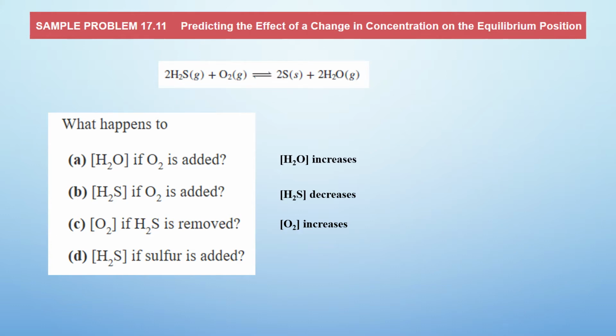For the last one, it asks what happens to the hydrogen sulfide concentration if sulfur is added. Notice the physical state of sulfur here is a solid, and as we talked about in the previous slide, because it's a solid, it does not appear in the expression of Qc. That means it has no effect on the equilibrium, so it has no effect on the concentration of the other components in this chemical reaction. So we say the hydrogen sulfide is unchanged.